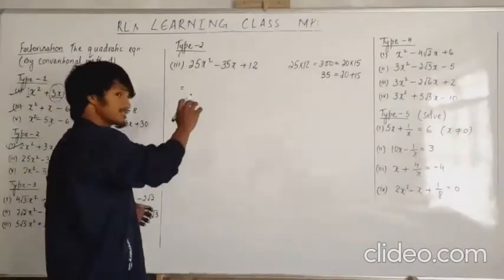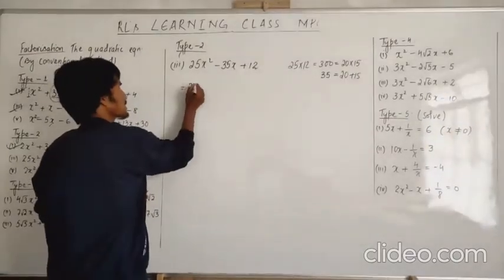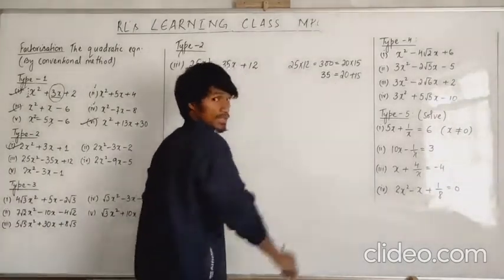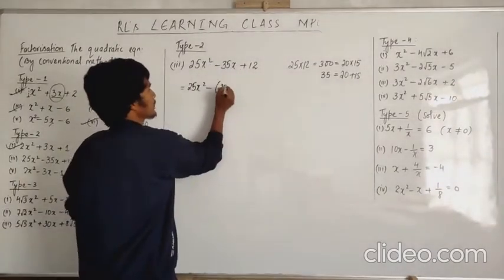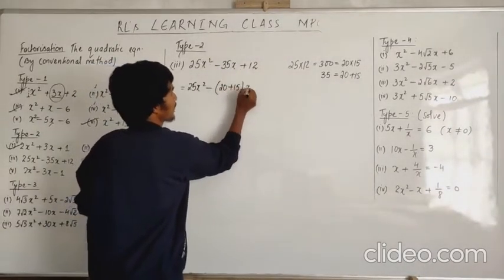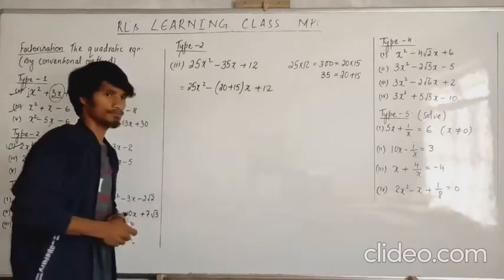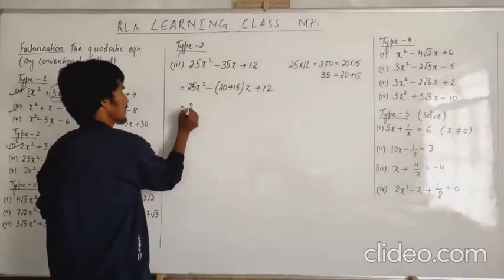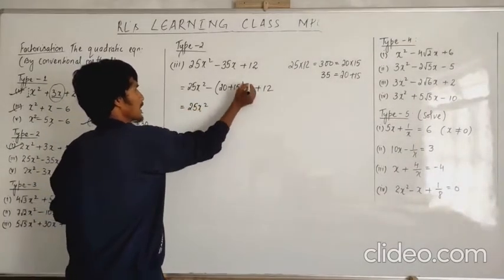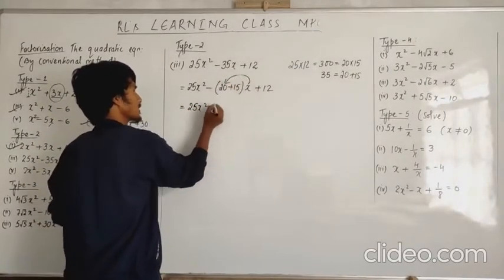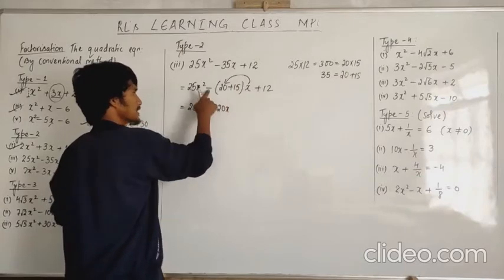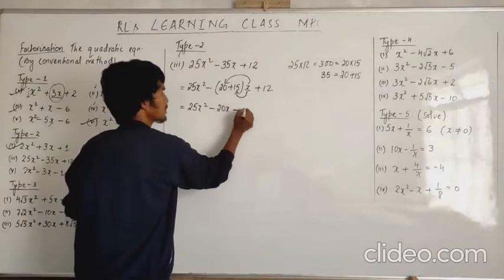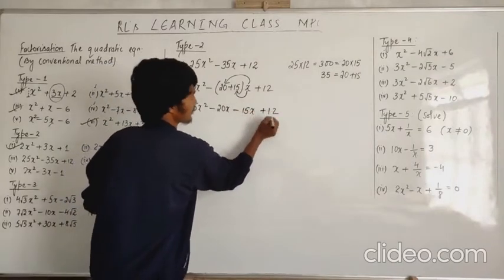Now again, I told you this first term we have to write as it is, but this middle term we have to change with 20 plus 15. 20 plus 15 x plus 12. Then again we have to do the same thing. Now x into 20 will be minus 20x, because here is minus, and minus into plus will be minus, then x into 15 will be 15x, then plus 12.